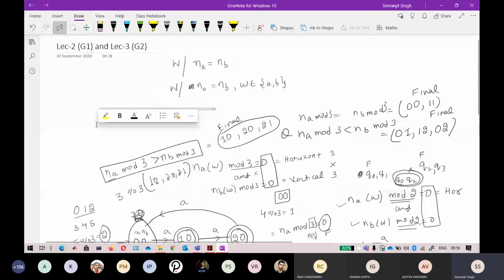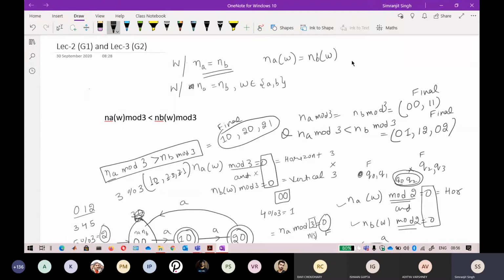This is different from the number of A's equal to the number of B's. If I say that the number of A's in W is equal to the number of B's in W, what will happen? You cannot draw a particular automaton for this one, because you have to remember that if I have seen 3 A's, I have to see 3 B's. But what happens with the mod? With the mod, you know that you cannot go beyond a particular value, so it becomes a finite set. That is why a finite automaton is always possible for a finite set.